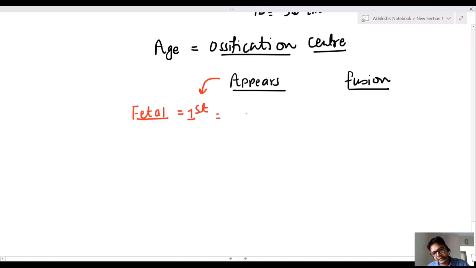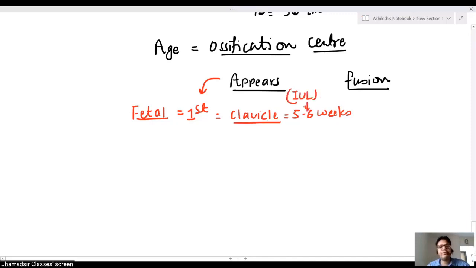This is the center of the clavicle. It appears at 5 to 6 weeks of fetal life. Fetal life is intrauterine life. At 7 months, the talus center appears. This is a very important MCQ. At 7 months, the talus center appears.